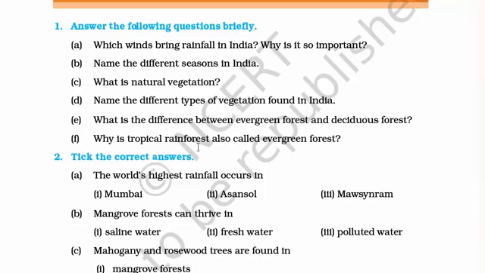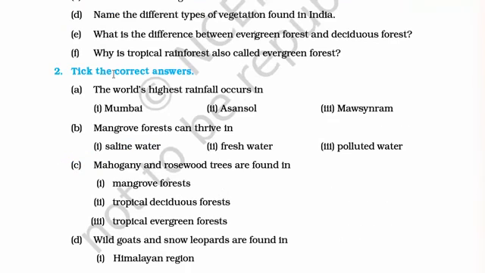Why is tropical rainforest so called evergreen forest? Because they receive heavy rainfall and they are in the tropical area. Tropical area is nothing but the places that lie between Tropic of Cancer and Tropic of Capricorn. Take the correct answer. The world's highest rainfall occurs in Meghalaya, but I think Monsoon falls in Meghalaya.